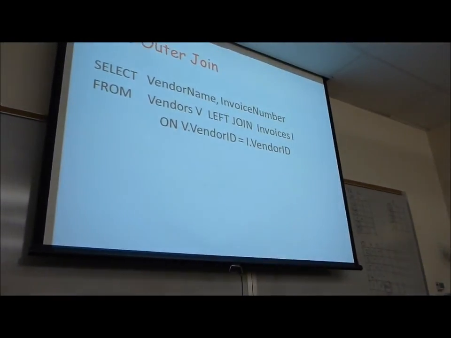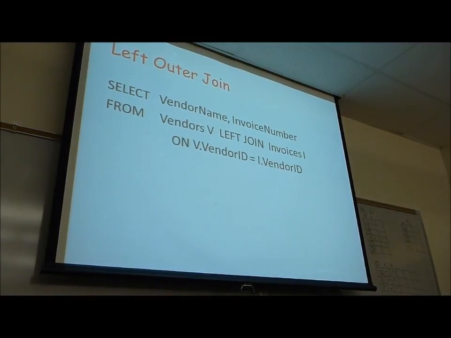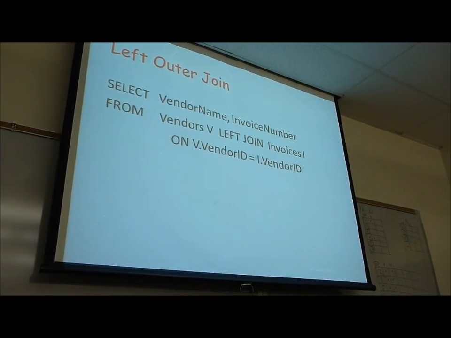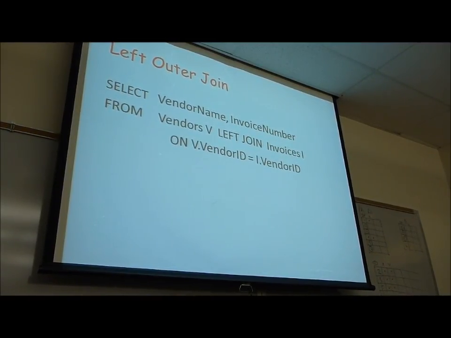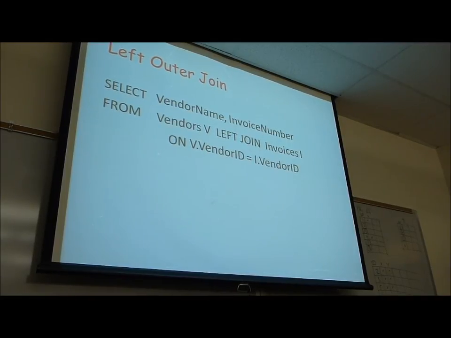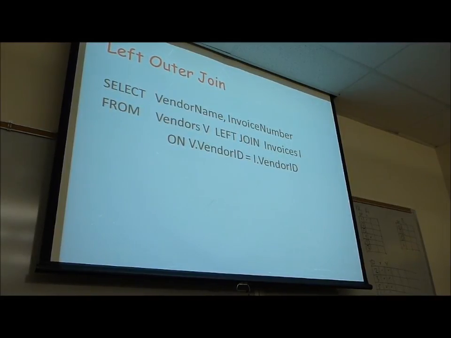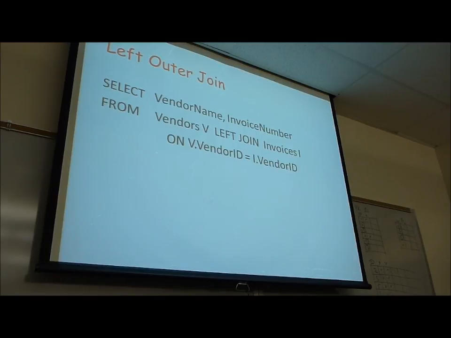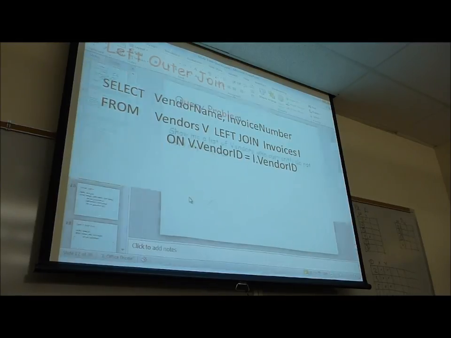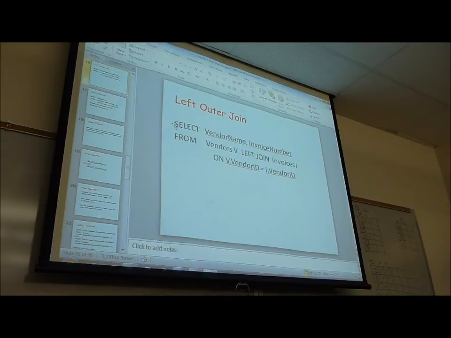So now our query will be a vendor name, invoice number. If you don't have an invoice, guess what? You don't have an invoice number. Vendor B, left join invoices on vendor ID. Okay, let's take a look. And then we'll expand on this.